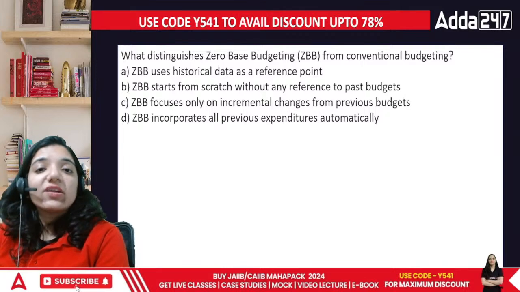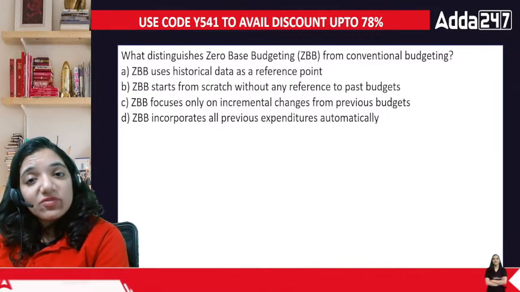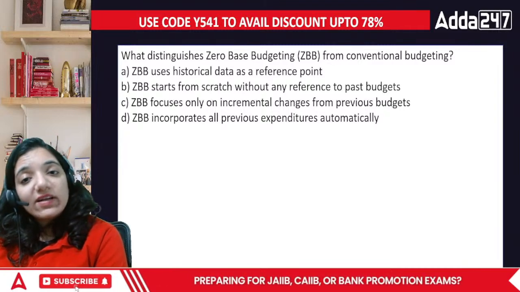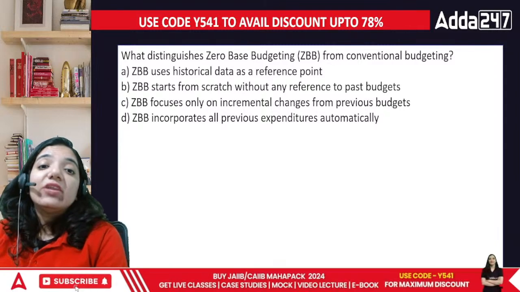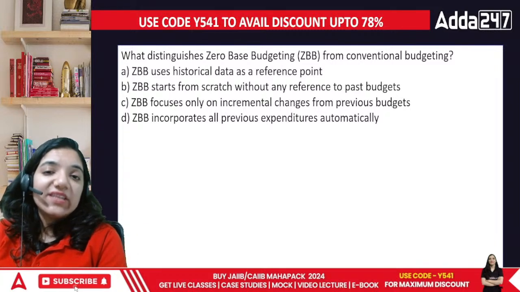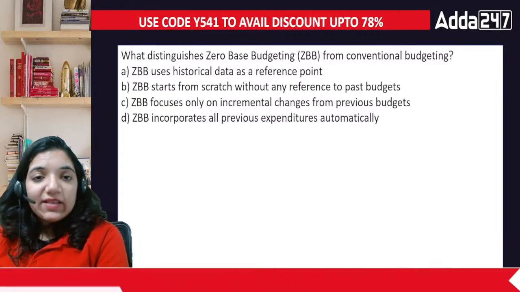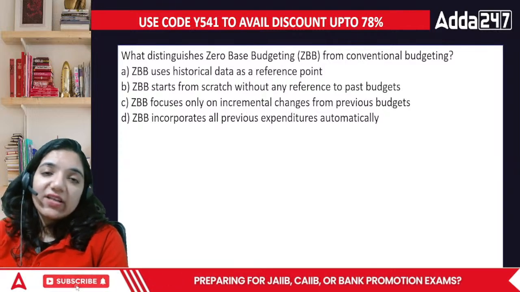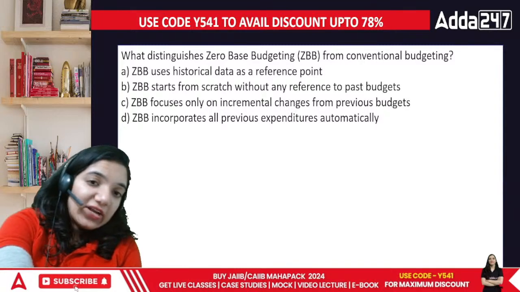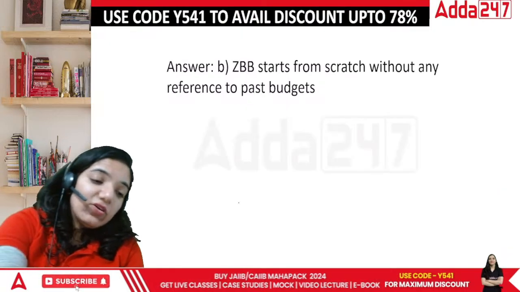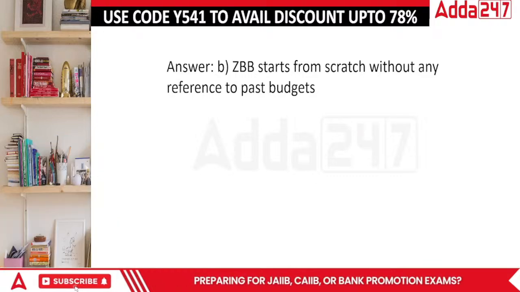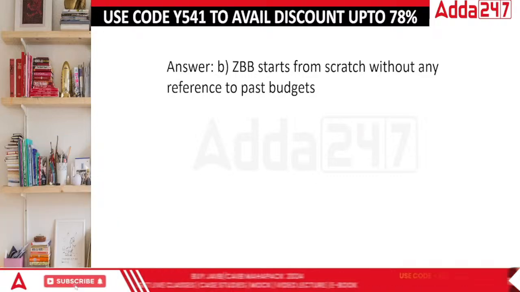ZBB uses historical data as a reference point. ZBB starts from scratch without any reference point to the past, or ZBB focuses only on incremental charges, or ZBB incorporates all previous expenditures automatically. In this case, ZBB starts from scratch. It doesn't use the previous information at all. They say we'll find everything on the basis of what we have today, not something that we had yesterday.